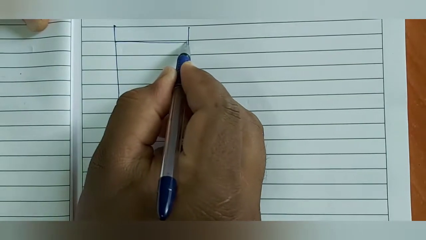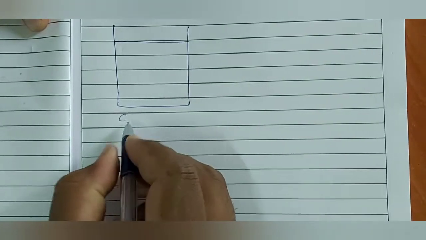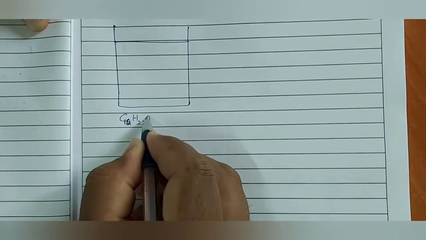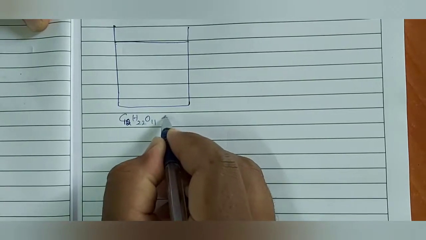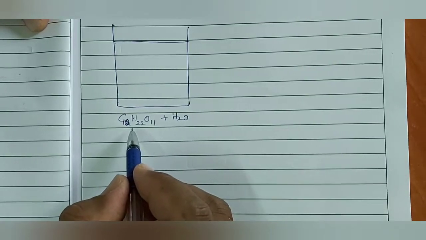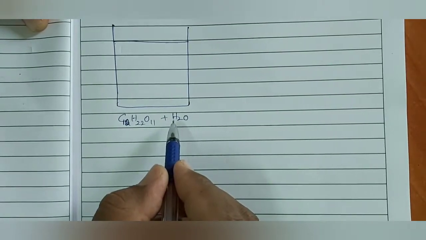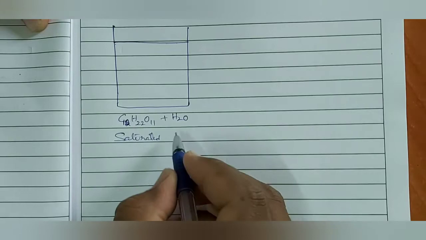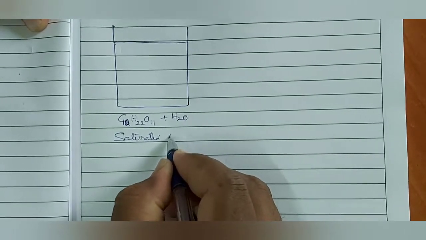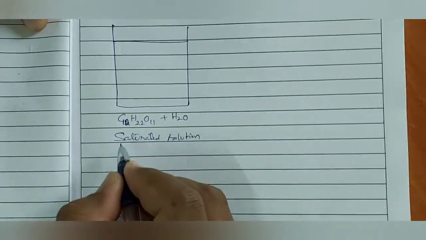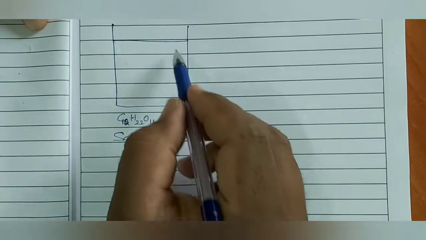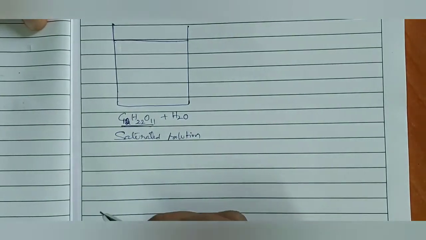I have prepared one saturated solution of sugar by using normal oxygen. What is the formula of sugar? C12H22O11, which is dissolved in water. Initially I have taken normal sugar only. With this normal sugar I prepared the saturated solution. So the saturated solution of sugar is with normal sugar only. So in the dissolved state, all the sugar particles are normal sugar.